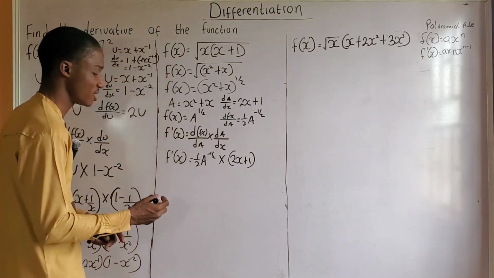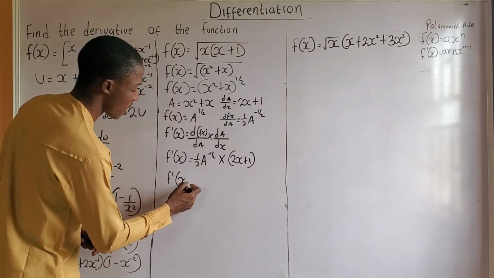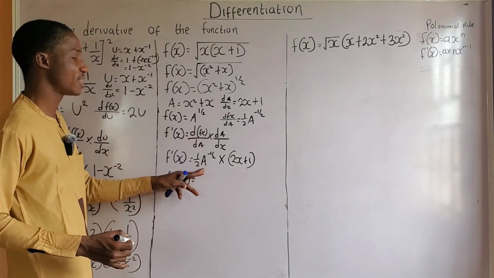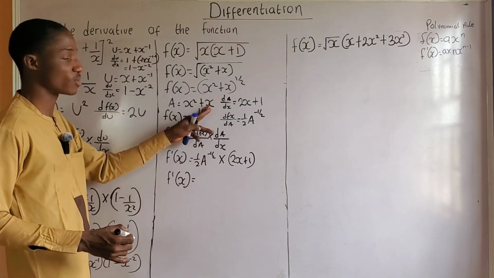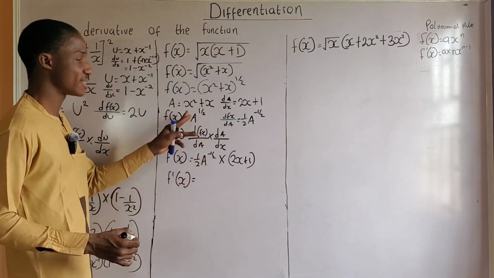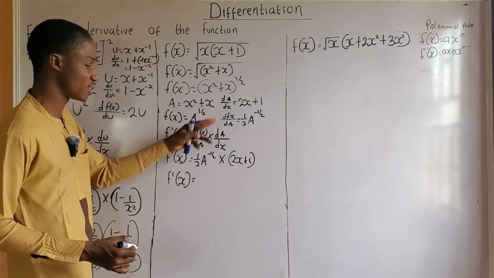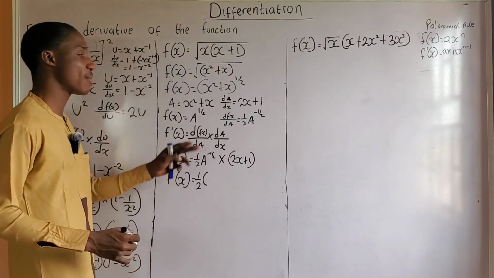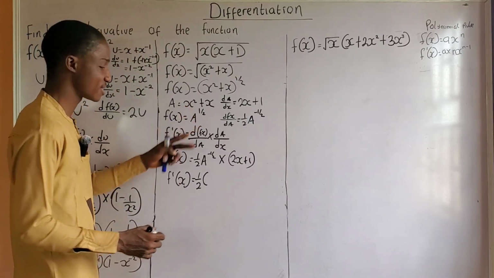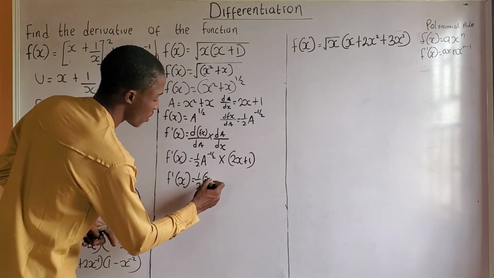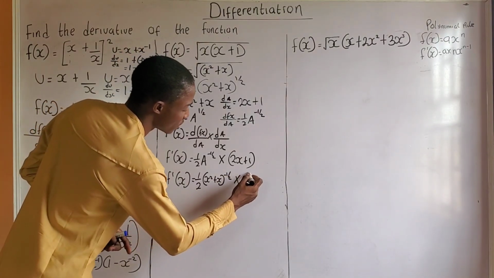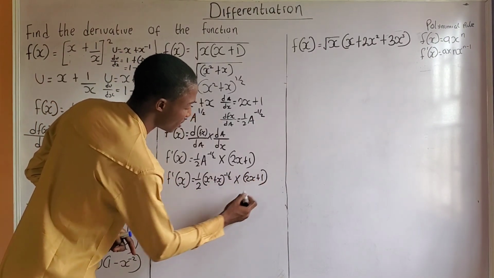Now, having gotten to this point, we can still proceed. Don't forget, we have already said a is what? a is x squared plus x. Don't forget. So I'm going to have 1 over 2. Instead of a, I'm going to replace it as x squared plus x. I'm going to have x squared plus x raised to the power of negative 1 over 2 multiplied by 2x plus 1. Are you getting it?